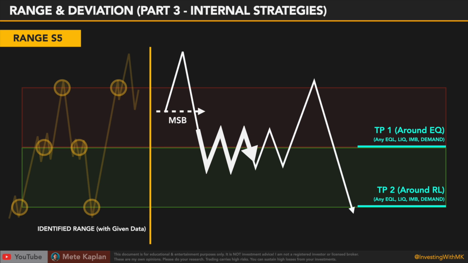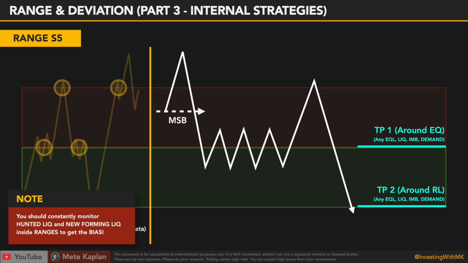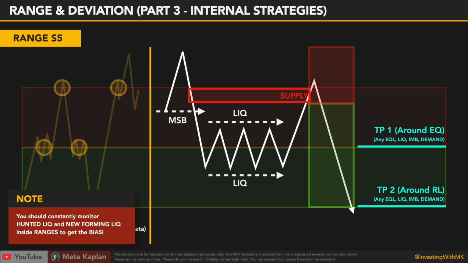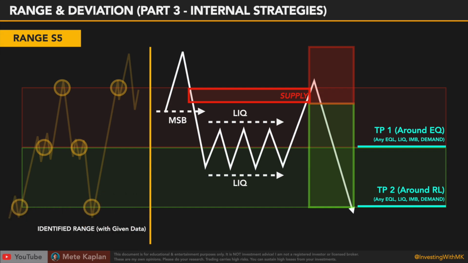If you remember our range bias video, you'll remember that the keys to trading ranges are liquidity mostly and imbalances. You have to always keep checking hunted liquidity in the range and the forming liquidity in the range. So the liquidity combined with premium and discount zones will give you the maximum trading bias possible. And it makes your decisions easier and more powerful before trading.